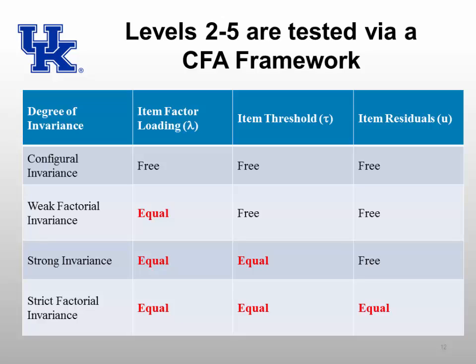When we look at strong invariance, now we constrain both the item factor loadings and the thresholds. And lastly, when we have strict factorial invariance, we hold equal the loadings, the thresholds, and the residuals. Then when we get to that level of invariance testing, we know that we have a measure that has strong invariance, strict invariance. So this is, again, an overview of where we're going and how we're modeling.